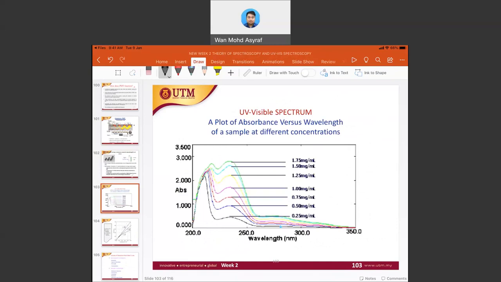What you would expect from a UV spectrum is, first of all, a plot of absorbance versus wavelength. Don't mix this up. It is of a sample at different concentrations. If you increase the concentration, you would increase the absorbance, because as Beer's law indicates, whenever you have a high concentration, you would have a high absorbance.